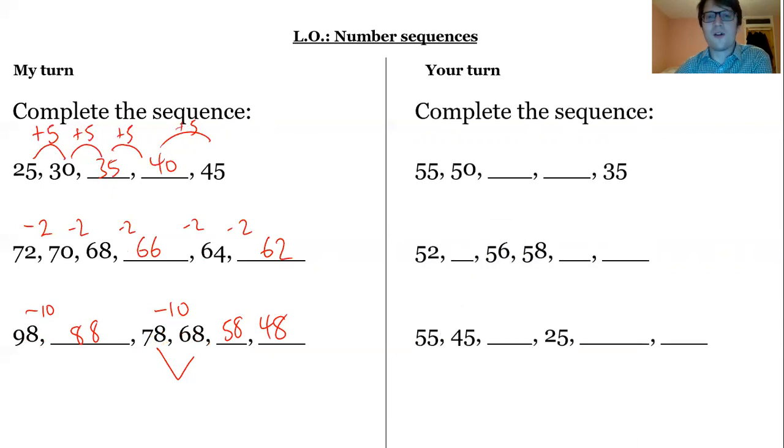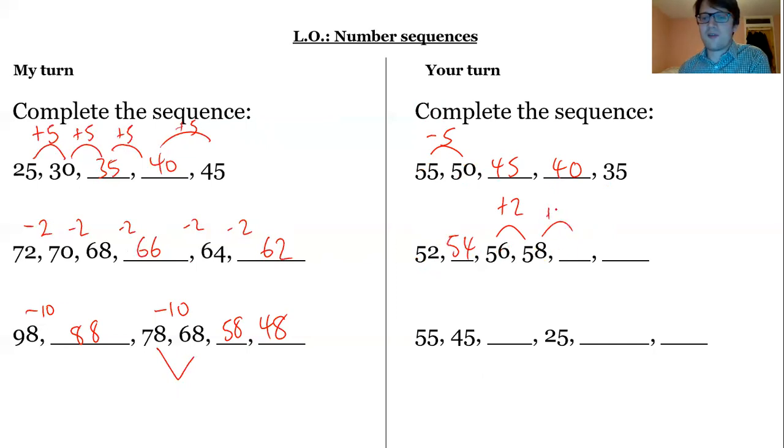So your turn now. Pause your video, have a go at these sequences, and then unpause once you're done. Okay, let's have a look. So hopefully you've worked out what's going on here. We're getting smaller, so we're subtracting 5 each time. So I get that. This one here, I can't work it out from here, so I need to go to here. What's going on? Well, 56 to 58, I'm adding 2. So 52 add 2 is 54.